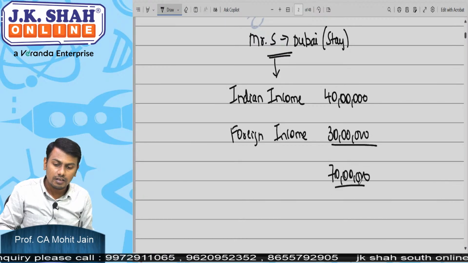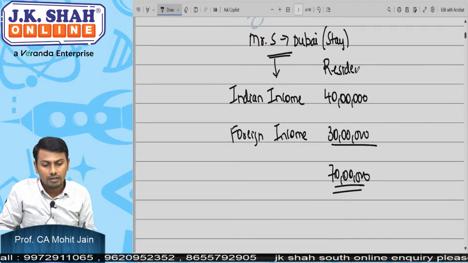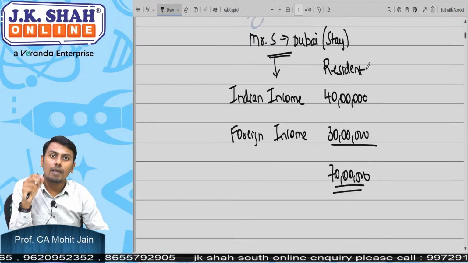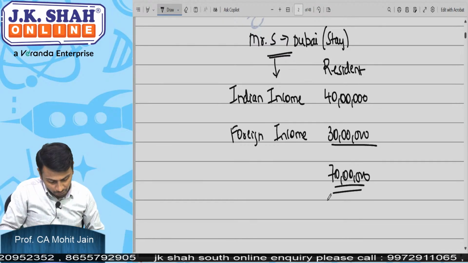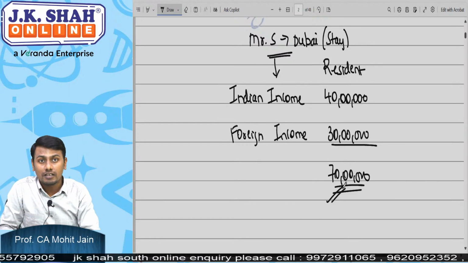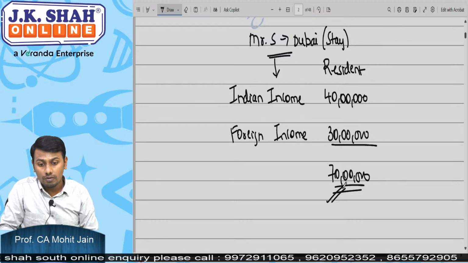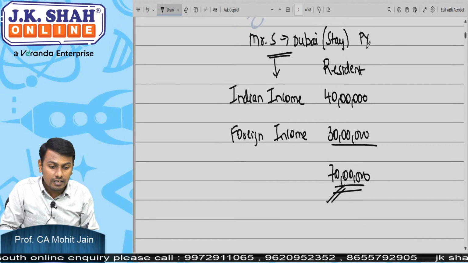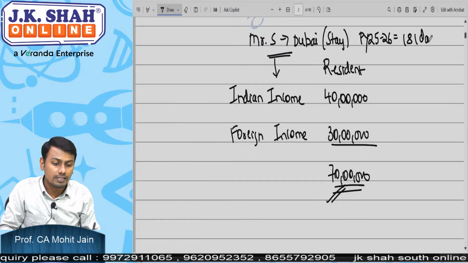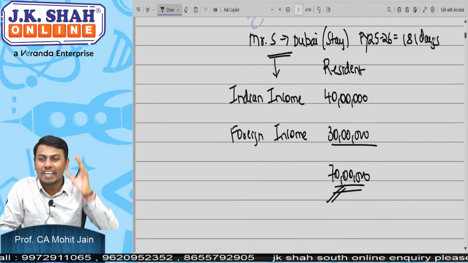70 lakhs. For example, if Mr. S is a resident of India, can we say he will have to pay tax on both Indian income as well as foreign income? Means he'll have to pay tax on 70 lakhs. Now what did this Mr. S do? He's saying that on 70 lakhs I don't want to pay tax. So what did he do? This Mr. S, in the previous year 25-26, stayed in India for only 181 days. He stayed in India for what, people? Only 181 days.